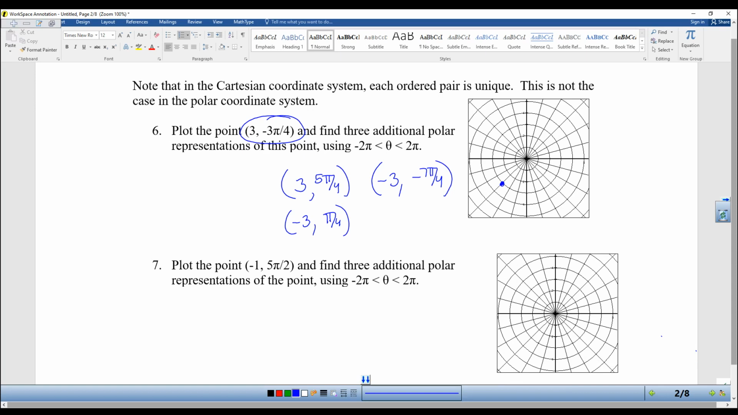See if you can do the next one on your own. So 5pi/2 is bigger than 2pi.